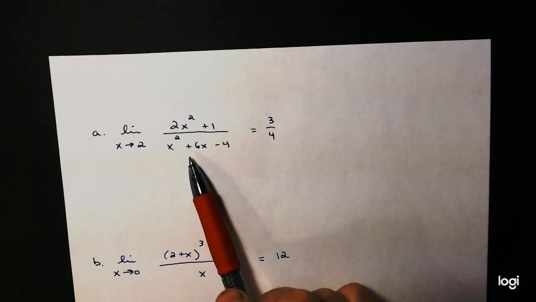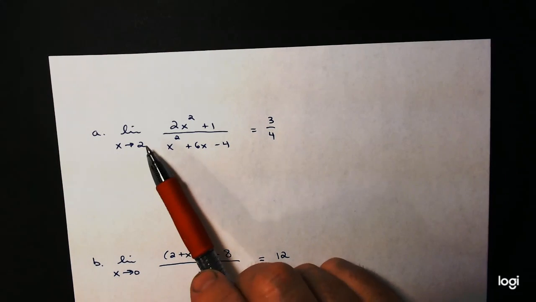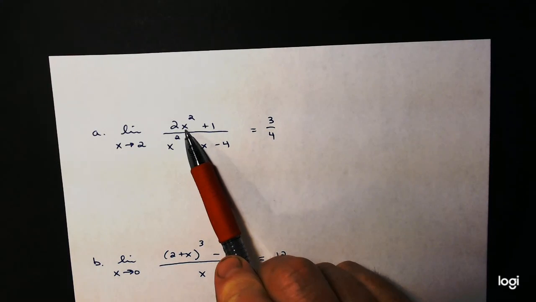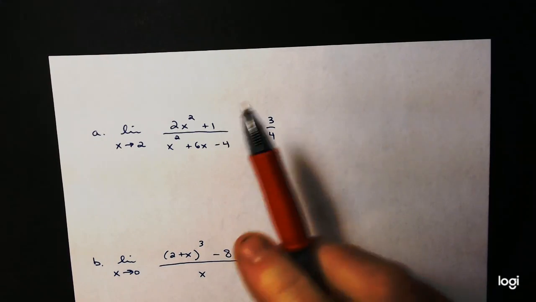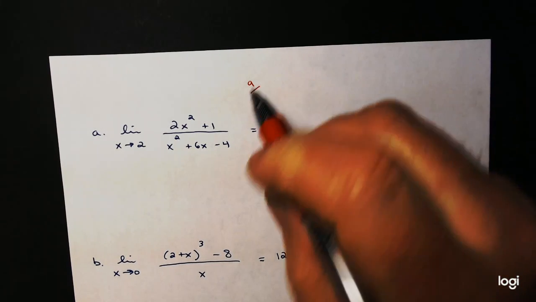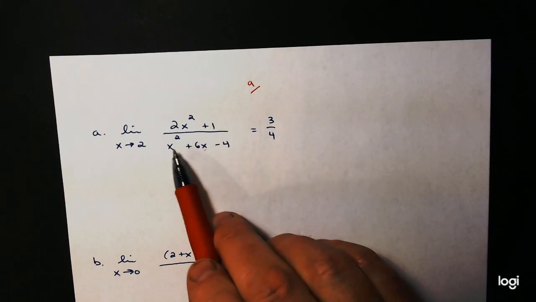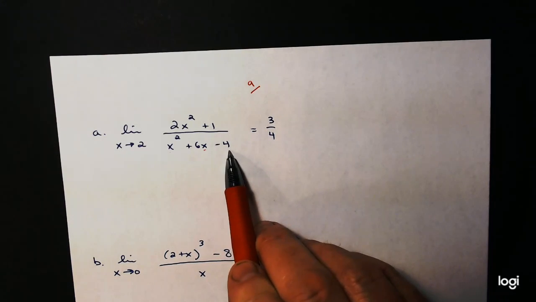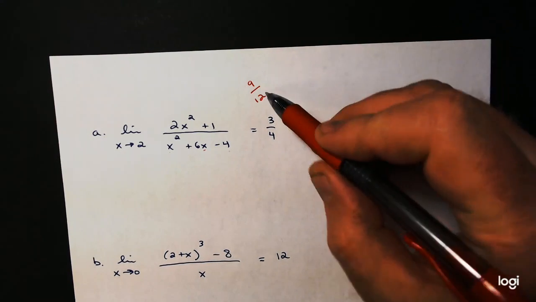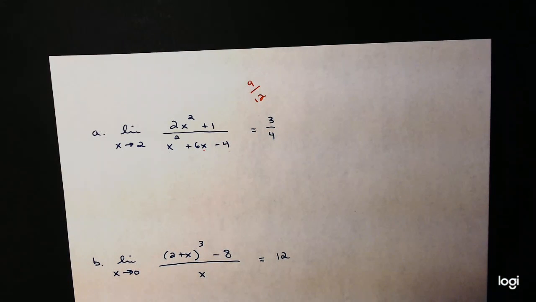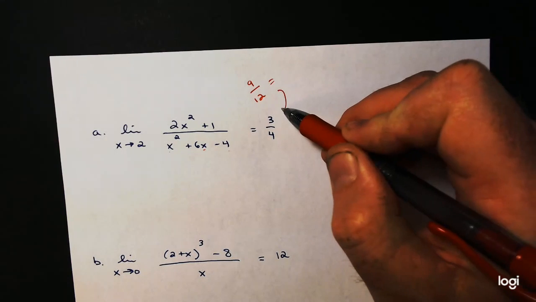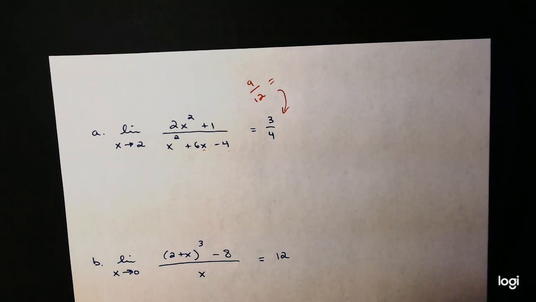First of all, this one, we can't use L'Hopital's rule on this because it is not indeterminate. If we plug a 2 in here, we get 4, 8, 9 over 4, 12, so 16 minus 4 is 12. And notice that's not indeterminate. That's not 0 over 0. It's not infinity over infinity. That's 3/4. So L'Hopital's rule is not possible on this first one.